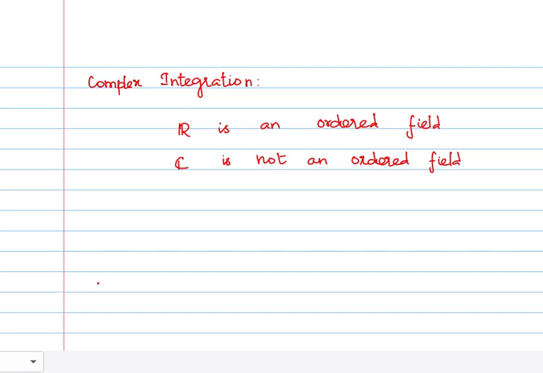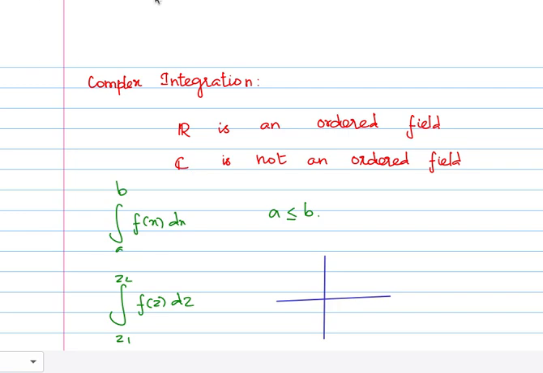That is why, when I write the real value integration from A to B, I know which way I want to go, since A is less than or equal to B. But in the complex number system, suppose the integral from Z1 to Z2 of f of Z dz, this is the complex integration between these two points that I want to find. What will it become? Please check.